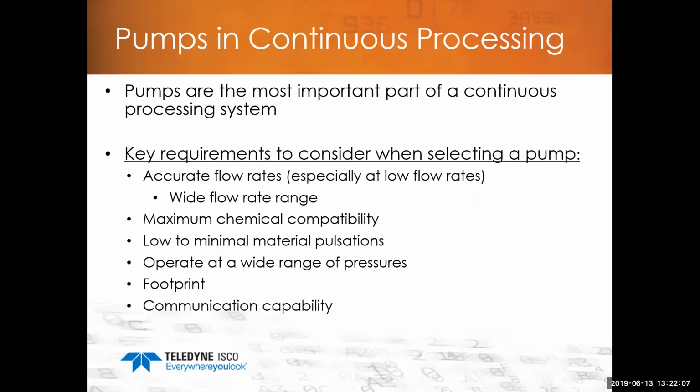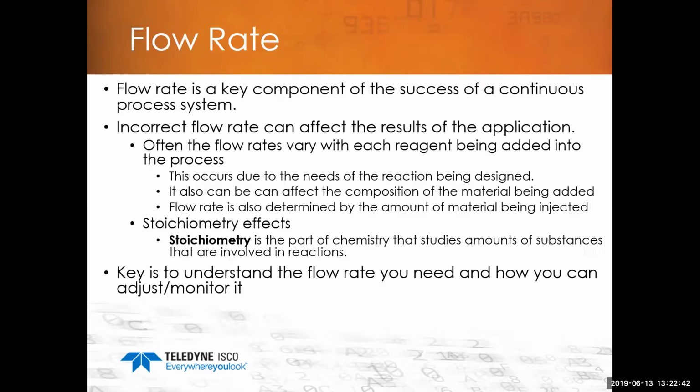So as a review, a little egotistically speaking here, pumps are the most important part of a continuous processing system. They are the heart of the reaction. You need to move material at some rate, in some manner, somehow, and you will do that with a pump. Okay, but consider the things you need to consider when you're selecting a pump in different types of pumping technologies: accurate flow rates, maximum chemical compatibility, minimal pulsations if that's important to you, different range of pressures, the footprint, and the communication capability. These are all key pieces you need to be identifying and talking about. So let's look at these a little bit on an individual level.